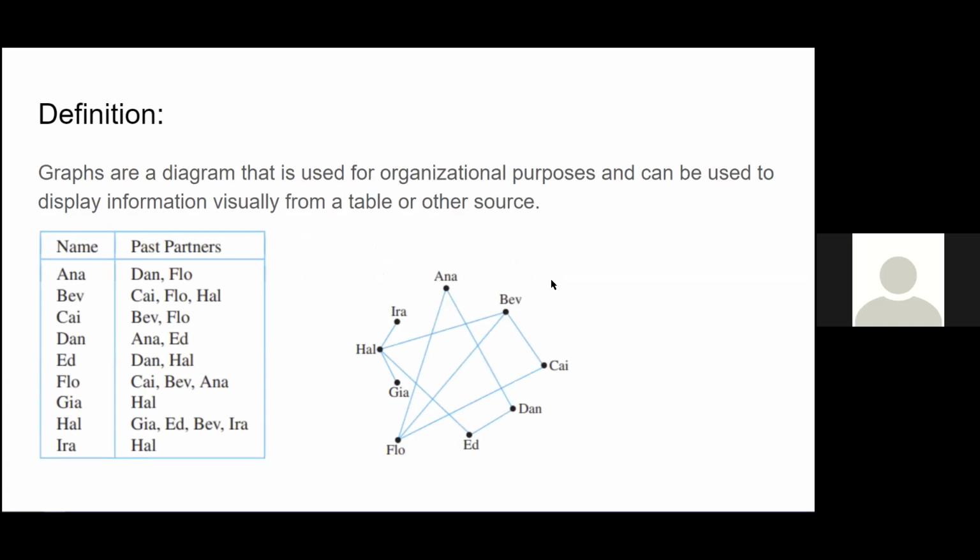So as in this graph, you can see that Anna has been partners with Dan and Flo in the past. So her vertex is connected to Dan and Flo's on the graph. And the same is true for all 9 members. If you look at it, they're all connected if they've been partners together.